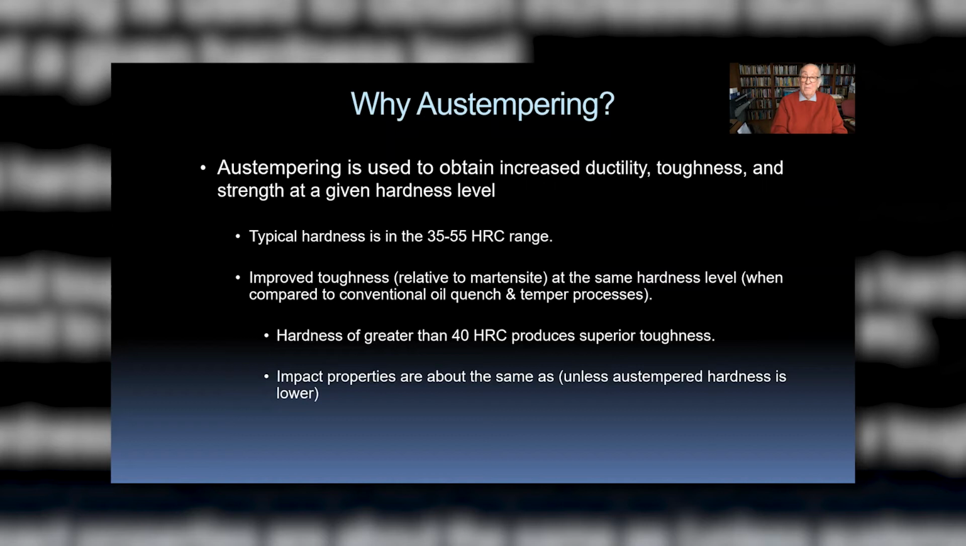We are developing, as I said, a bainitic structure as opposed to a martensitic structure, which is what's produced when we harden a steel and quench it into something like oil or water. So we get improved toughness, and we get some superior properties related to that as well. And some of the properties don't change very much, but they're equal to what we get when we harden a steel, when we get this martensitic structure.